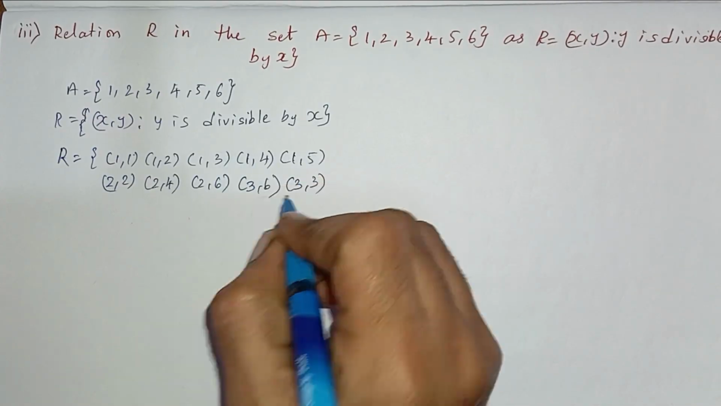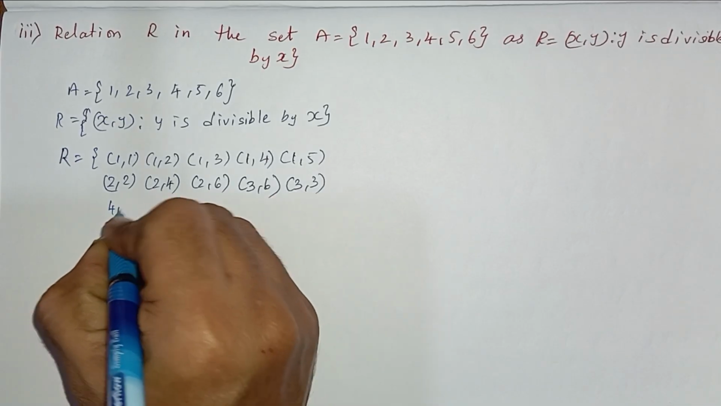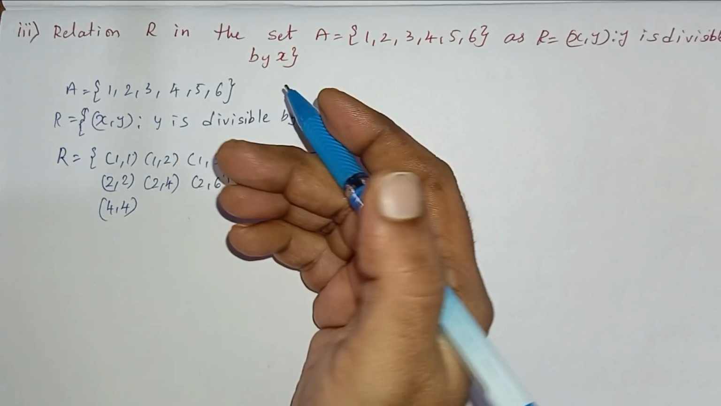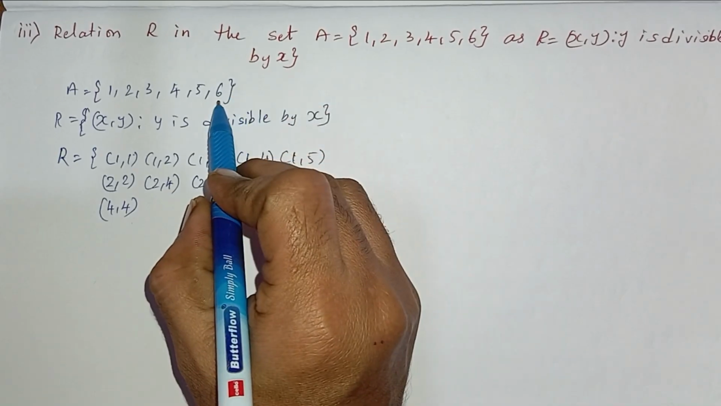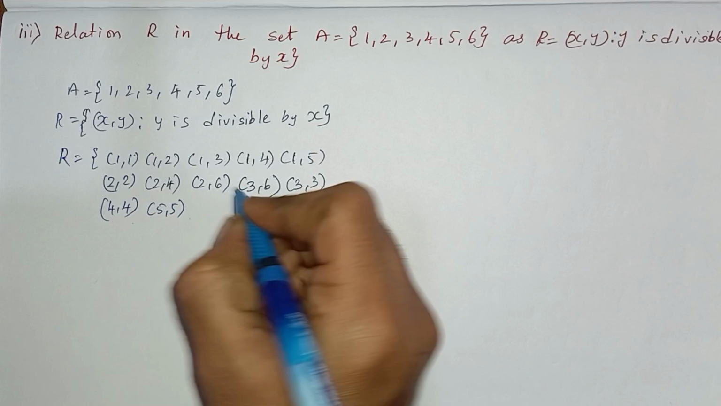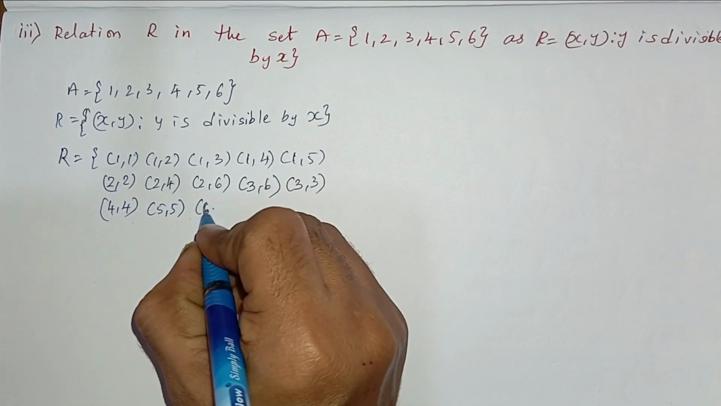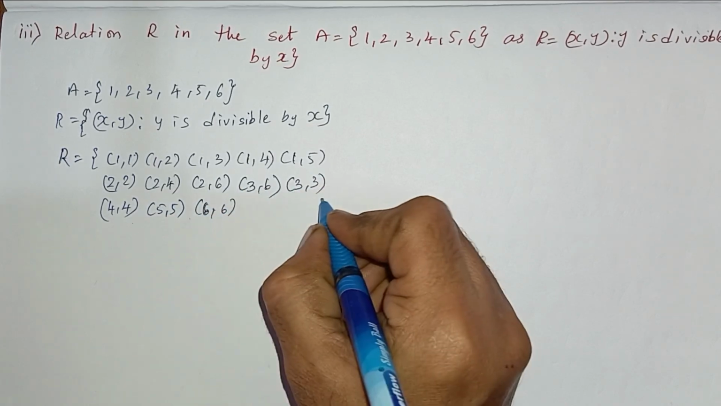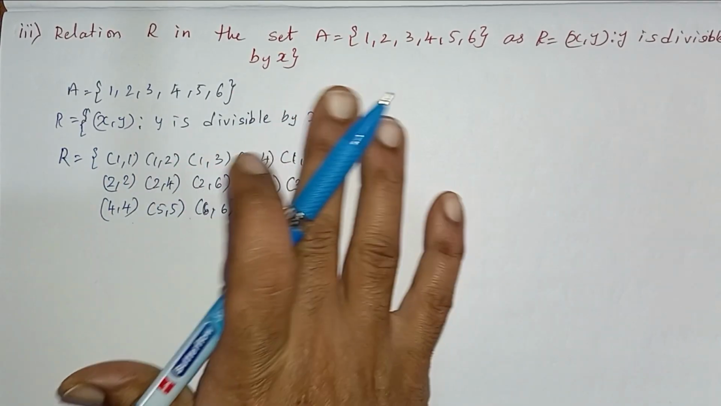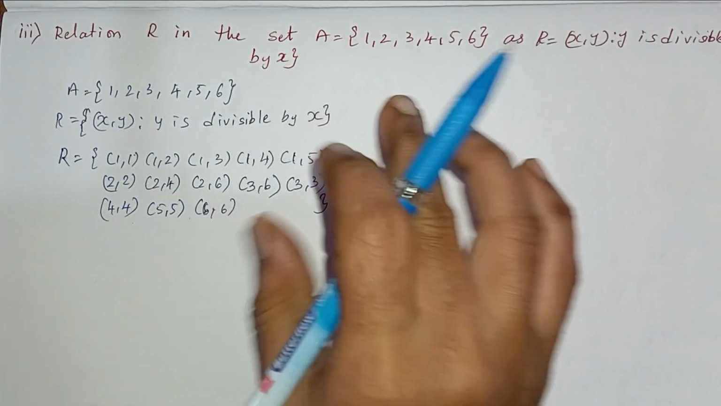The next, if we are taking 4, then 4 can divide by itself. Any other numbers? No, it can't divide any other number because we have only up to 6. The same with 5, and again with 6, 6 comma 6. So these are the ordered pairs where y can be divided by x.